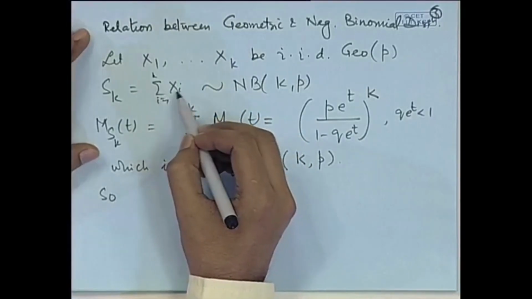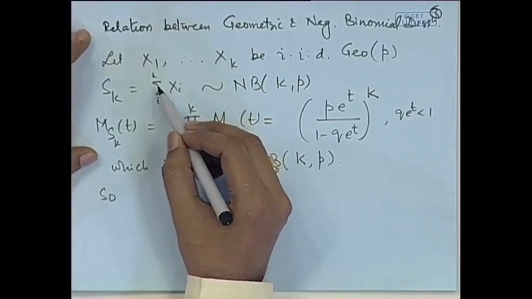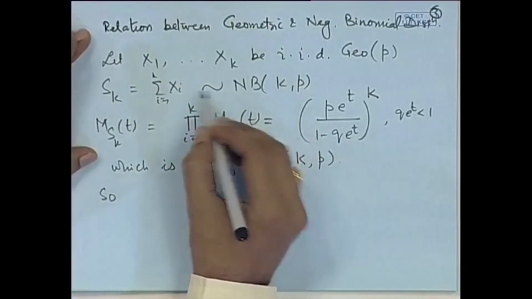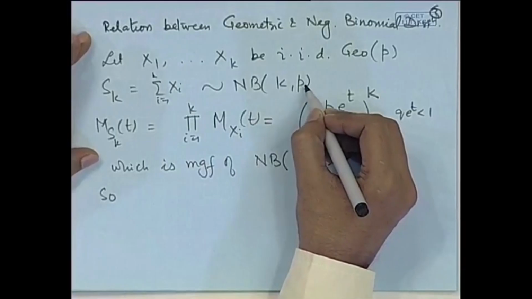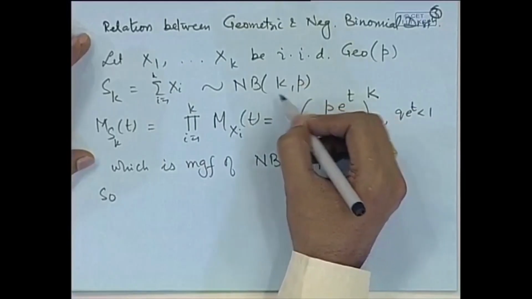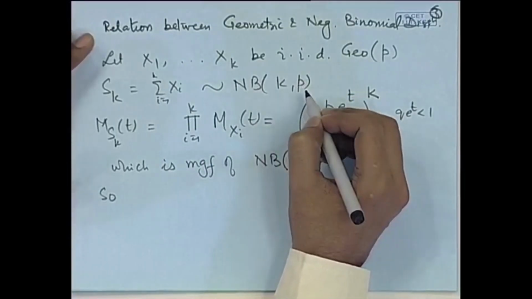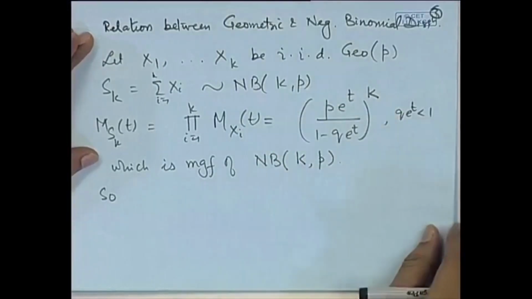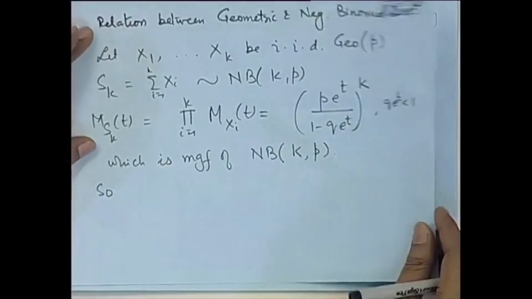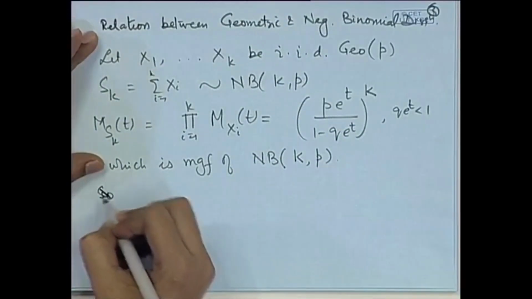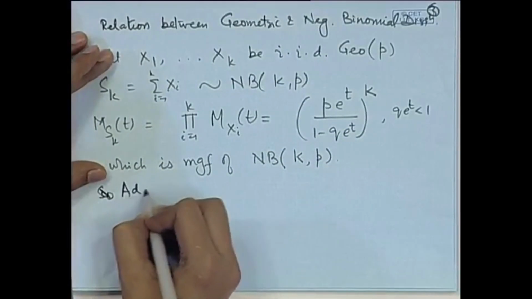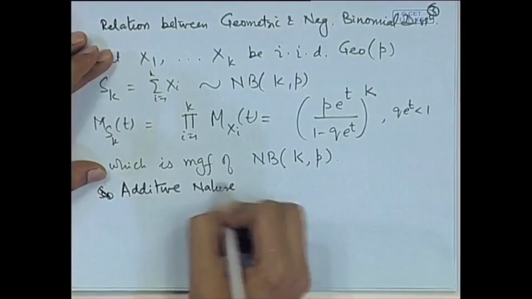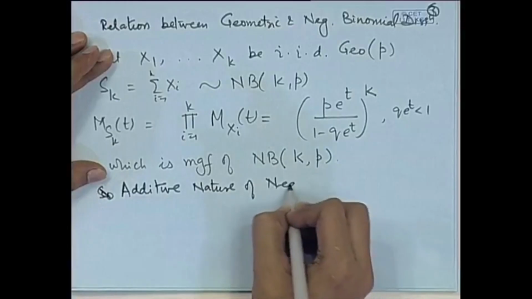Therefore, X1 plus X2 plus ... Xk denotes the number of trials needed for the first time k successes in a sequence of independent and identically conducted Bernoullian trials, and we know that it has a negative binomial distribution with parameters k and p. In a similar way, we can prove the additive nature of negative binomial distribution also.